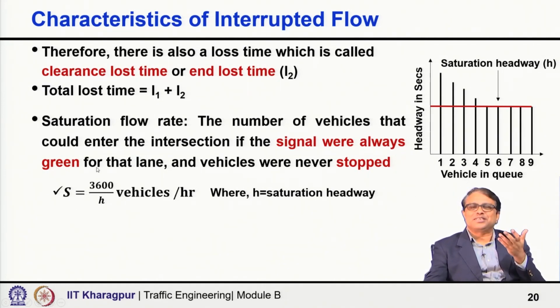So, that rate is 3600 by H. H is often expressed in seconds. So, 3600 seconds in an hour by H. So, that many vehicles per hour.